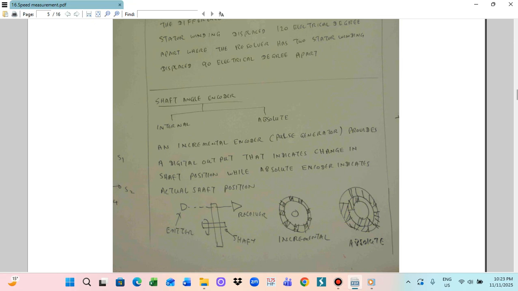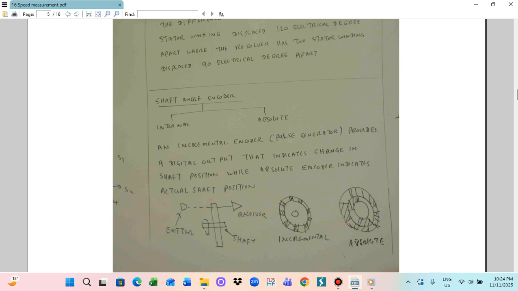And another one is the absolute. In the incremental type, all the black and white segments are located at the same distance, but the absolute is different. Absolute has multiple segments. One way is a black segment here, and another way is a black segment here like this, and a white segment like this. So the black and white segments are arbitrarily fitted on the shaft. So that will be the absolute guide.